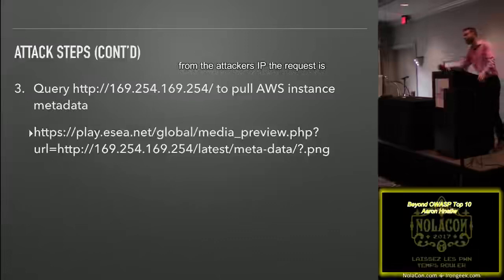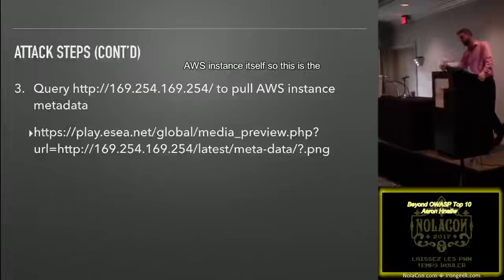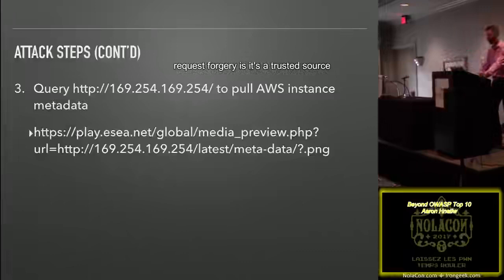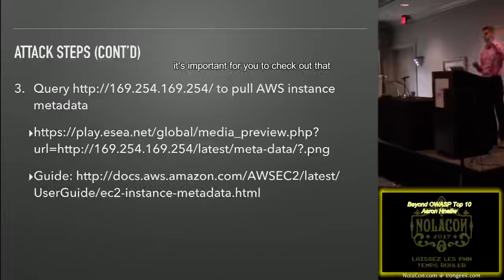Because that request was coming not from the attacker's IP, but from a trusted IP, which was the AWS instance itself. So this is the danger of server-side request forgery: it's a trusted source. You can make the request out on behalf of that trusted source. So I really think it's important for you to check out that guide. Again, I can send you these slides afterwards.